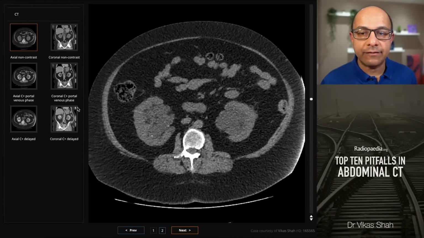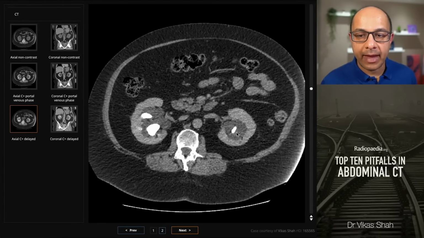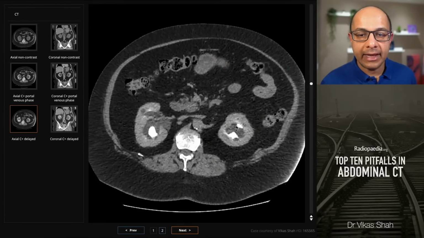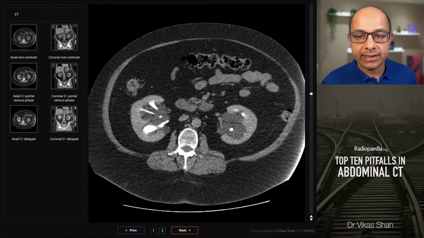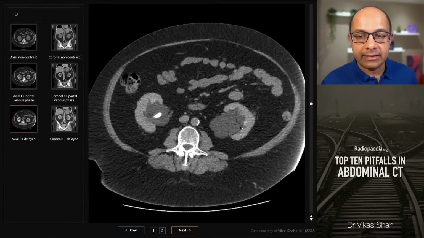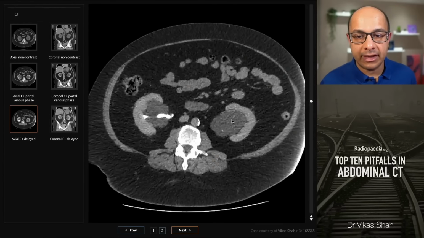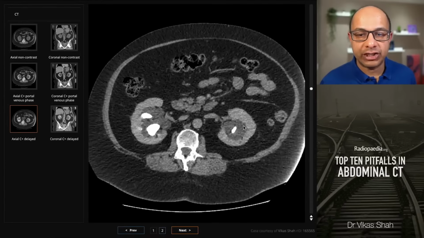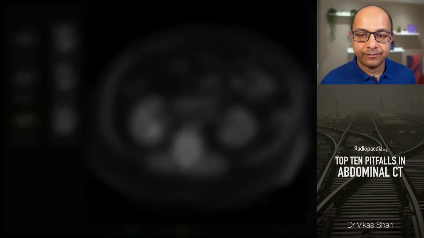We'll jump to the delayed phase images where we can see that the kidneys have both handled the contrast appropriately, and we can see that there is filling of the pelvicalyceal system, but that there is no distension, and they are thinned. The calyces are thinned and stretched around these fluid-filled spaces, which are multiple bilateral parapelvic cysts.